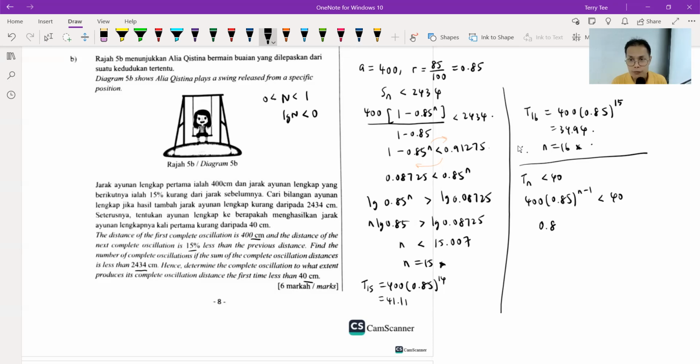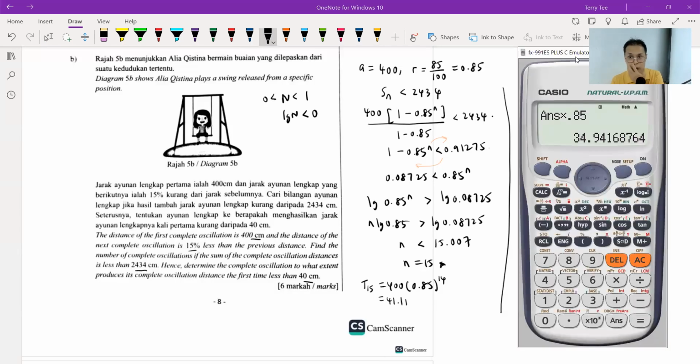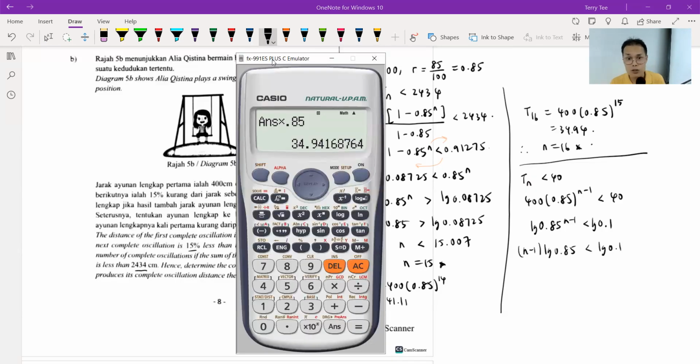So take 40 divided by 400, that will be 0.1. Then introduce logarithm on both sides. Bring the power n down. Similar to just now, when you take the logarithm of any number between 0 and 1, it's going to be negative. So log 0.1 divided by log 0.85 is negative divided by negative, which is going to be positive, but you have to change the symbol.